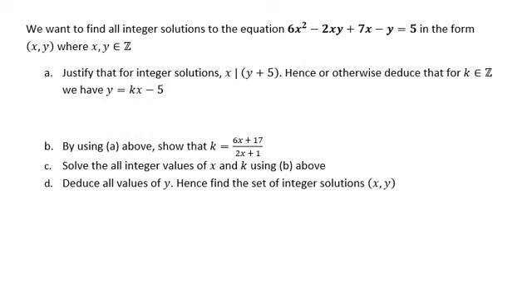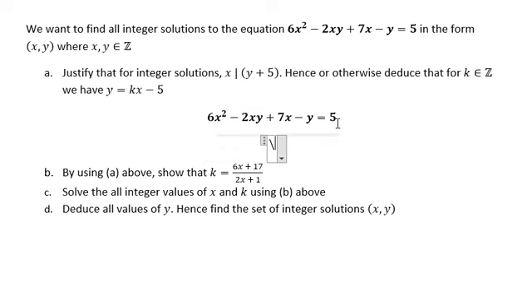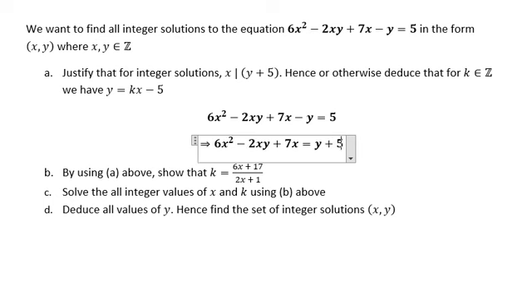Okay, so I'm going to go to my original expression and try to play around with it. Having 6x squared minus 2xy plus 7x minus y is equal to 5, when I come to my proof, I see y plus 5, so I have to send this y to the right hand side. Doing that, I'm going to have 6x squared minus 2xy plus 7x is equal to y plus 5.